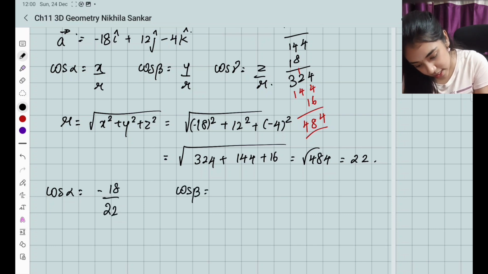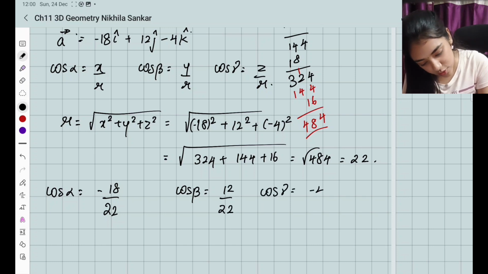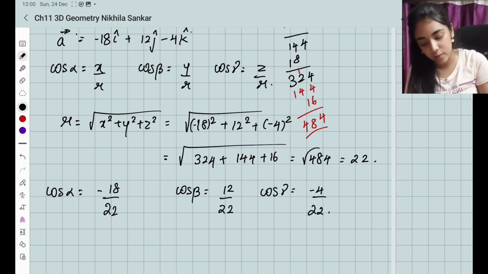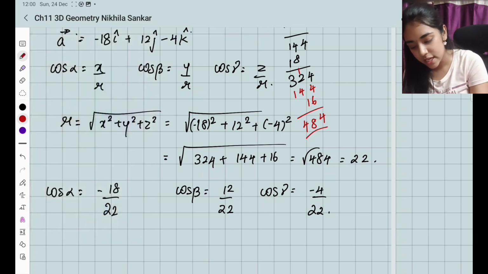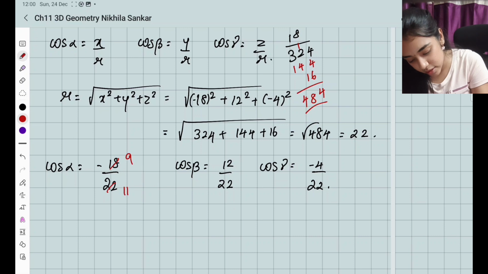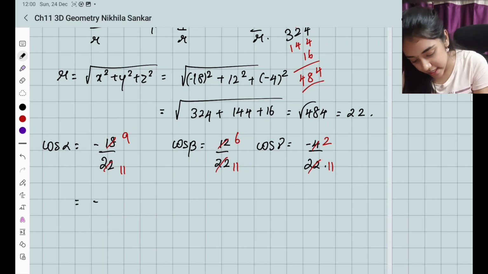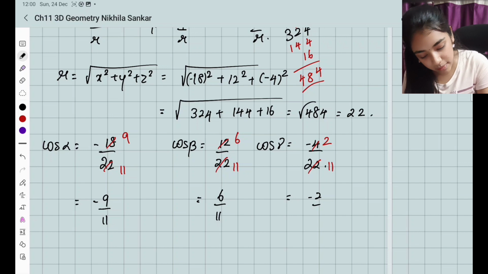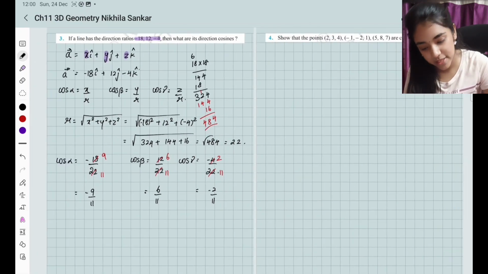Cos beta is going to be 12 divided by 22. And cos gamma is going to be minus 4 divided by 22. X, Y, Z oda value substitute பண்றேன். இதை further simplify பண்ணலாமா? 2 table simplify பண்ணா, I have 2 9s are, 2 11s are, 2 6s are, 2 11s are. 2 2s are 2 11s. இப்போ direction cosines enna? They are going to be minus 9 divided by 11, 6 divided by 11 and minus 2 divided by 11. Okay, please copy.